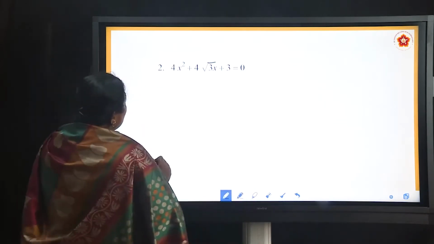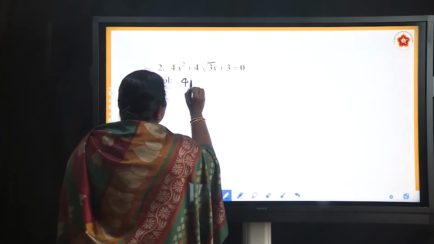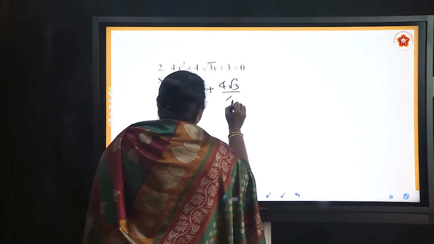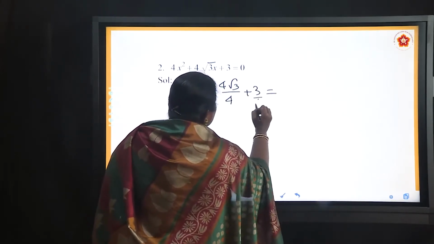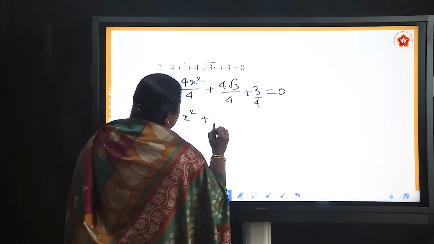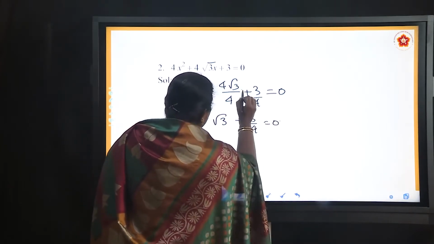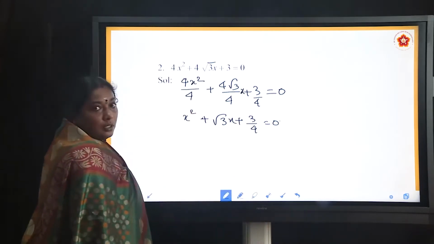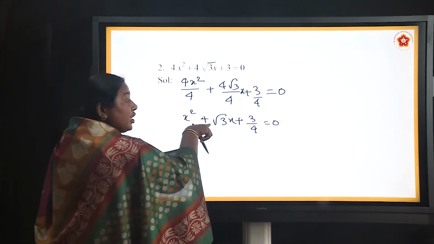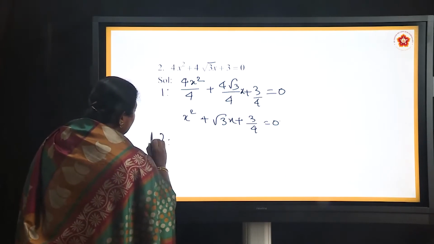So, the first step is dividing by x square, coefficient of x square. So, that means 4x square by 4 plus 4 root 3 x by 4 plus 3 by 4 equal to 0, right. So, what is the answer will be x square plus root 3 x plus 3 by 4 equal to 0, here x, do not forget that x. Okay. Now, the next step what I am going to do, I am going to divide the coefficient of x by 2. So, this is step 1, next is step 2.